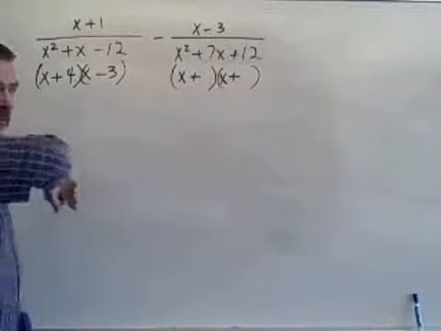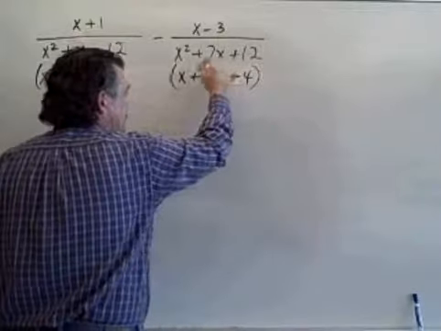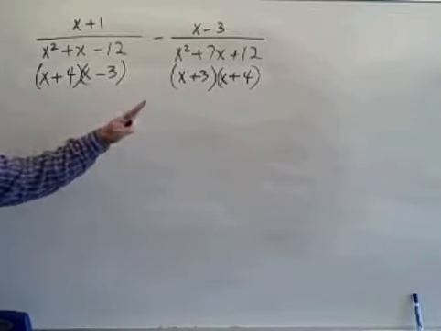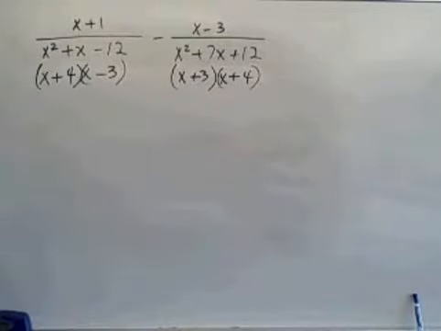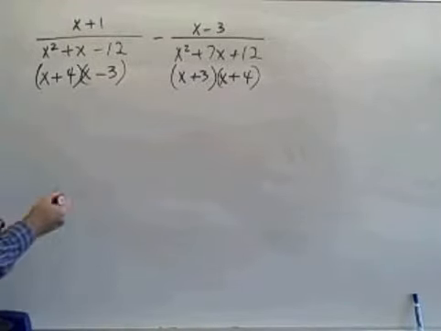X times x will give me the x squared. And if I take a 3 times a 4, that'll give me the 12, and it'll give me plus 7x for my O and I term. So there's my factored denominators. And now I need to use that to figure out what I'm going to use for my common denominator.